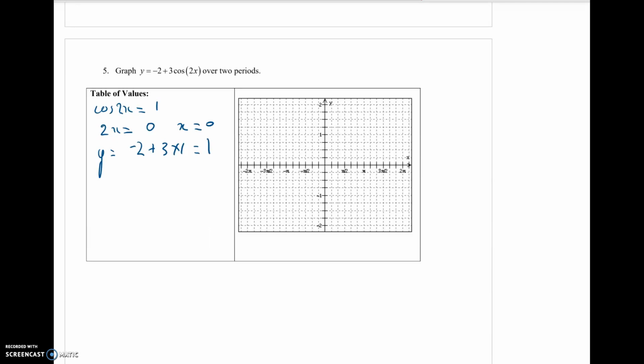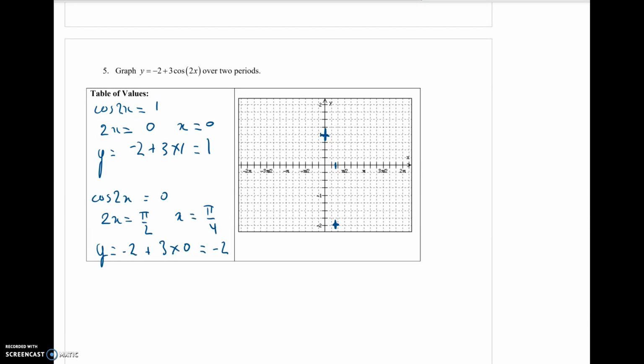Therefore, I'm supposed to be right here. Then if I look at cosinus 2x equals 0, that means that the angle 2x equals pi over 2. So I know that means that x will be equal to pi over 4. When cosinus 2x equals 0, y will be equal to negative 2 plus 3 times 0, and so I end up with y equal negative 2. So when x equals pi over 4, which means right here, I will have y equal negative 2.